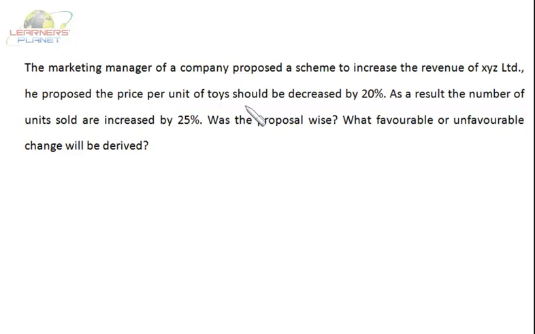Now let's see this question. The marketing manager of a company proposed a scheme to increase the revenue of XYZ Limited. He proposed the price per unit of toys should be decreased by 20%. As a result, the number of units sold are increased by 25%. Was the proposal wise? What favorable or unfavorable changes will be derived? Friends, here in this case, we are dealing with two variables, that is number of units and their price. So price into number is equal to revenue.